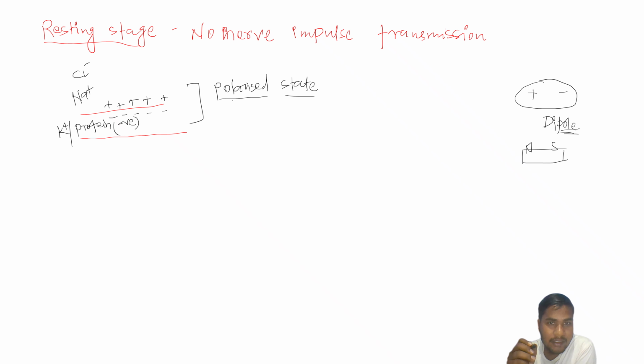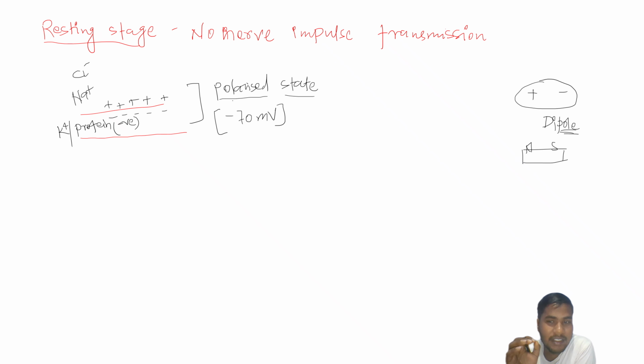At this stage, this differential distribution of charge creates a gradient which is approximately minus 70 millivolt. So at the polarized state, that is during the resting stage, when no nerve impulse transmission is happening, the membrane is polarized and the voltage across the membrane is minus 70 millivolt. So this is the overall physiology during this resting stage.